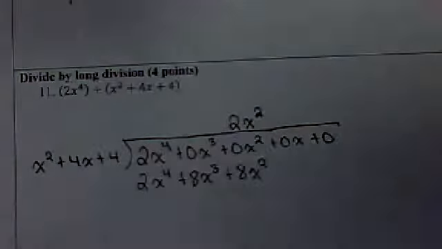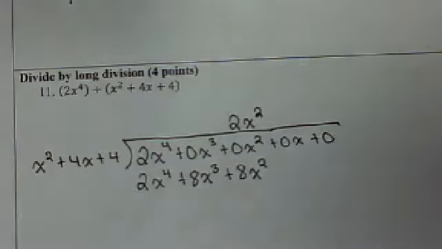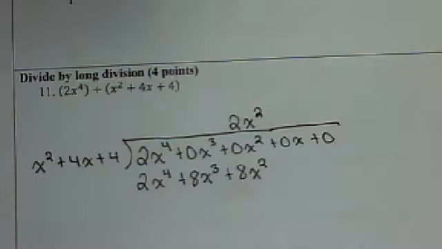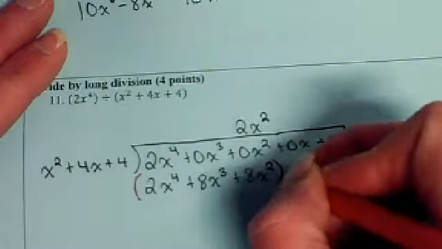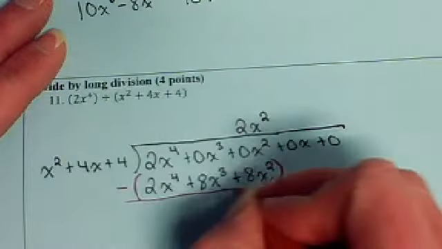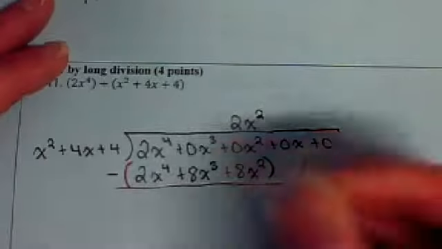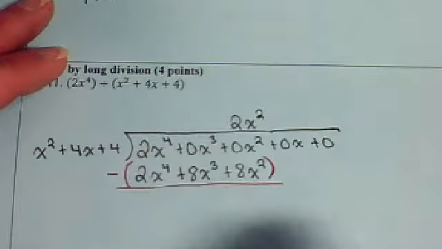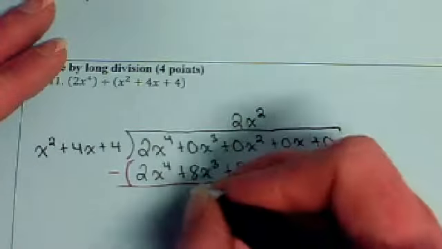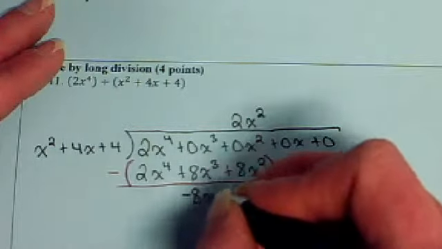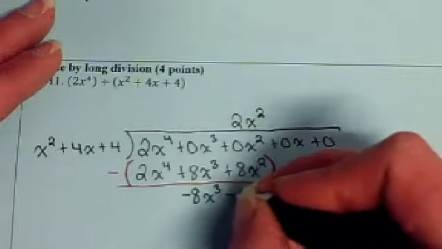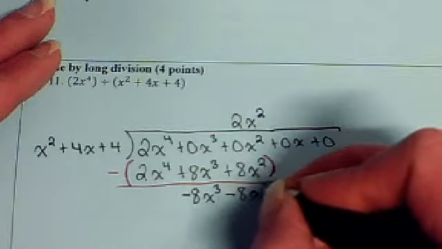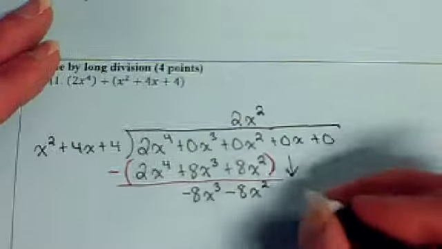The next step is to subtract. Same as long division has always been. So I would subtract all those terms. 2x to the fourth minus 2x to the fourth goes away, as it should. 0 minus 8 is going to give me a negative 8x cubed. 0 minus 8 gives me a negative 8x squared. Bring down the next term.